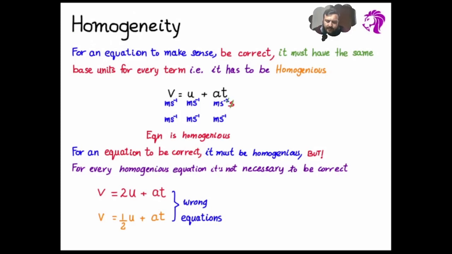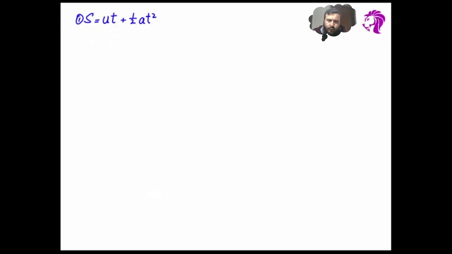Let's move on to another example on homogeneity. So here's an equation of motion, which is s equals ut plus half at squared. Now s is the displacement, u is the initial velocity, t is the time, half is a constant. We are going to be ignoring that all the way. a is the acceleration and t is the time squared, right?